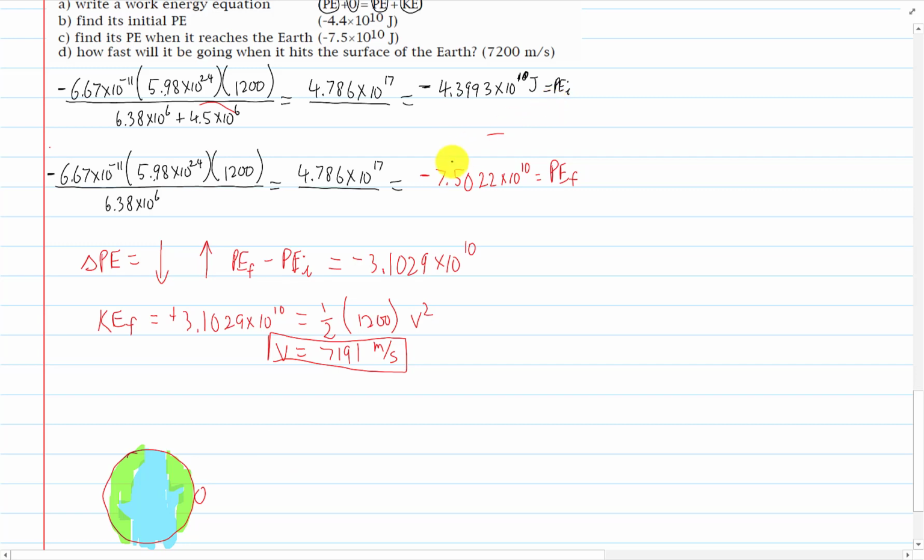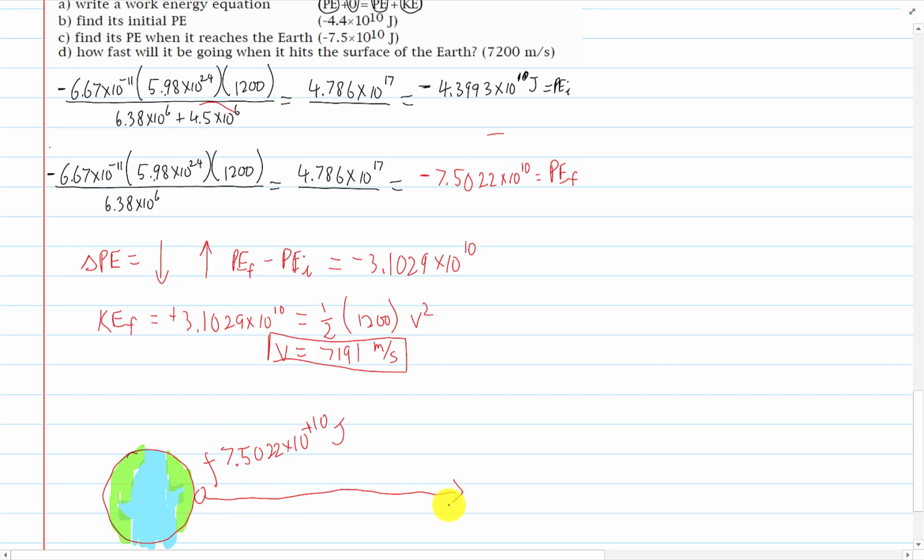It has a negative 4 point, the final is on the ground, whoops. It has a negative 7.5022 times 10 to the negative 10 joules, or positive 10. So if I take this object and give it that much positive kinetic energy, it's going to go.